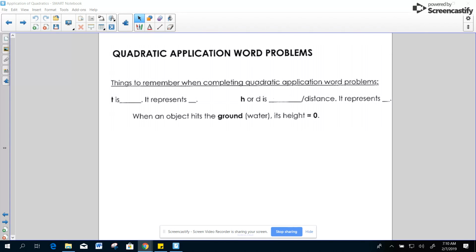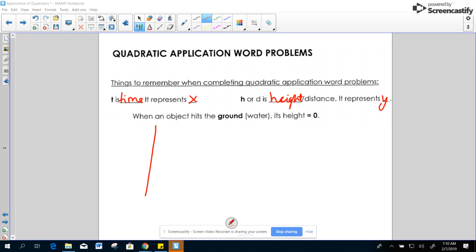Just make sure that you got this portion of the last video. Let's remember that t is time, often represented by x, h or d is height and distance, and that's normally represented by the y. When an object hits the ground, it is at a height of 0. So quick visual, okay? Our height will always be on our y-axis. Our time will always be on our x.